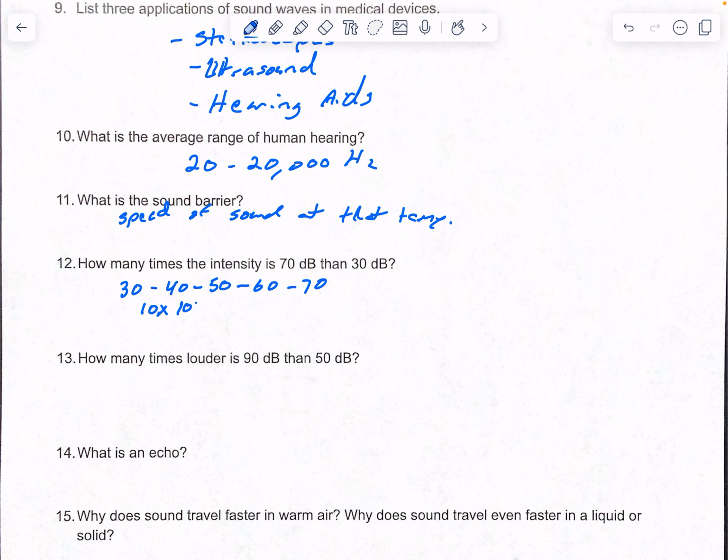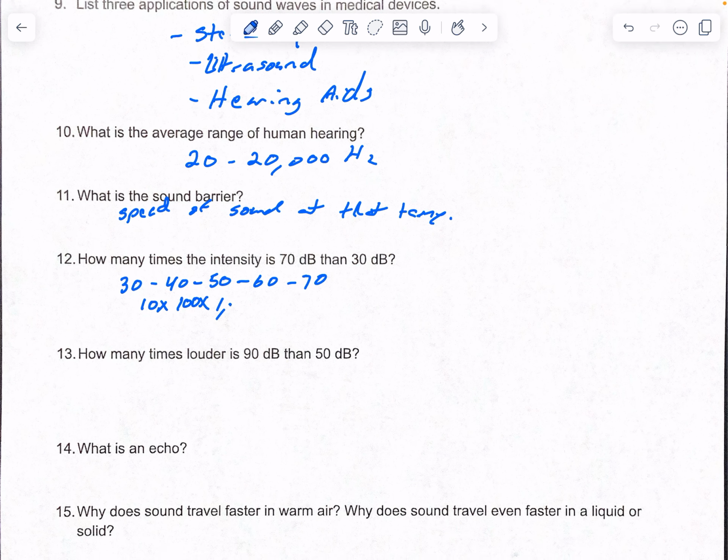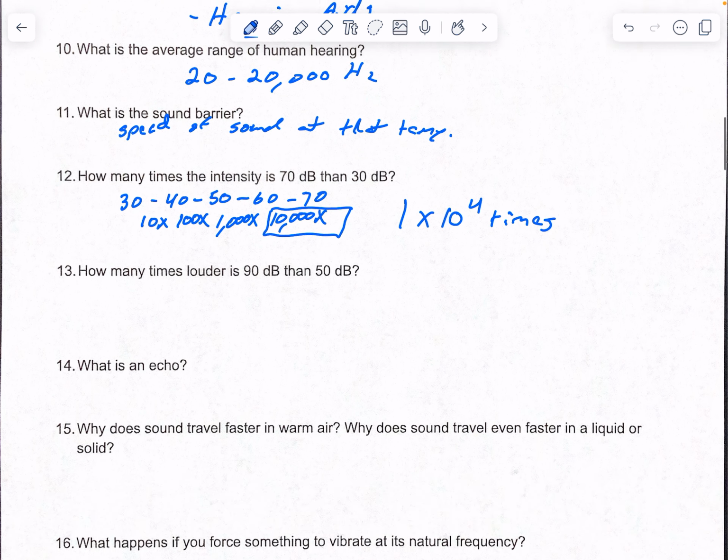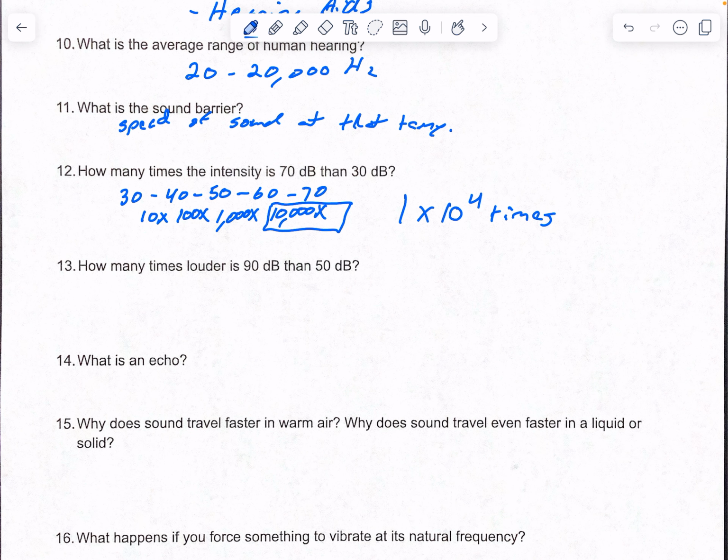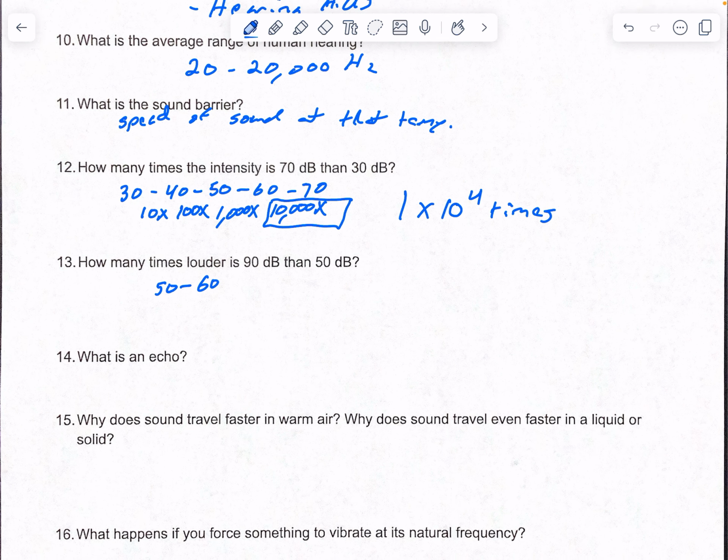30 to 50, that's 100 times. 30 to 60, that's 1,000 times. And then 30 to 70, that is 10,000 times. So that is one way. Okay, the other way is if you start at 30, how many times did you go up by 10? You went up by 10 4 times. So you could literally say 1 times 10 to the 4th times. Either way works. Number 13, how many decibels louder is 90 than 50? So 50, 60, 70, 80, 90. So 10 times, 100 times, 1,000 times, and 10,000 times again.